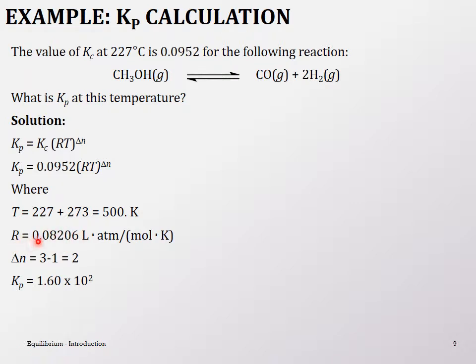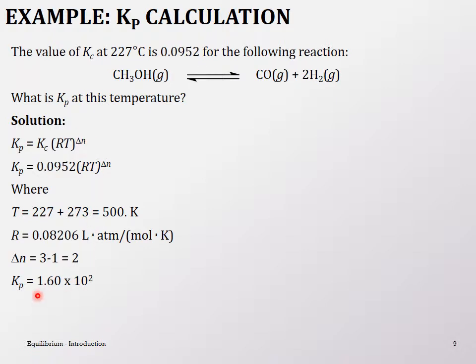So R is 0.0821, you can use that also. T is 500 Kelvin, and R is the gas constant, okay? And remember, this is where we are. Delta N is going to be the product minus reactant. That's the number of moles. So product is 3 and reactant is 1, so 3 minus 1 is 2, which means this number over here is going to be 2.